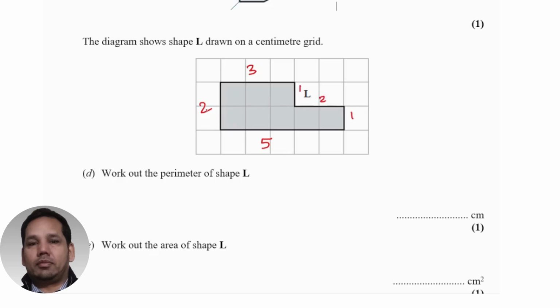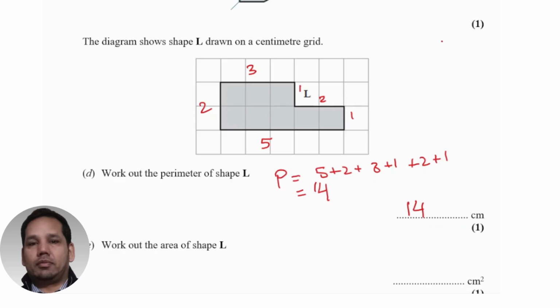So 5 plus 2 is 7. 7 plus 3 is 10. 10 plus 1 is 11. Plus 2 is 13. 13 plus 1 is 14. So the perimeter is 14. Let's write down here: P equals 5 plus 2 plus 3 plus 1 plus 2 plus 1. So that all equals 14. So the perimeter is 14.